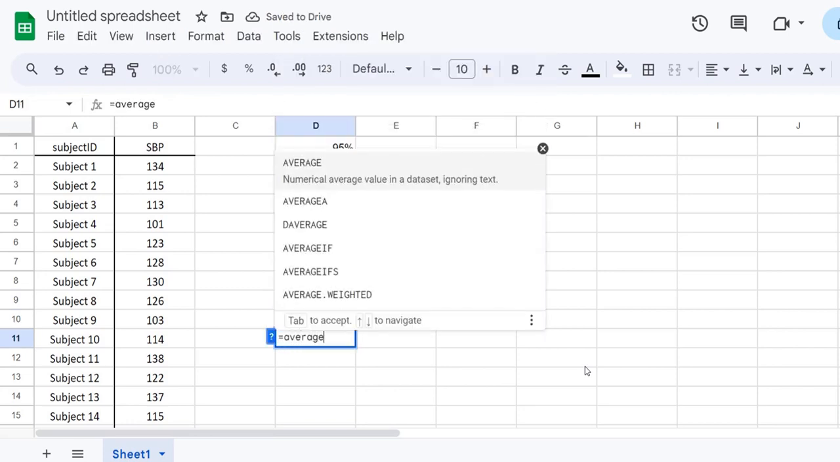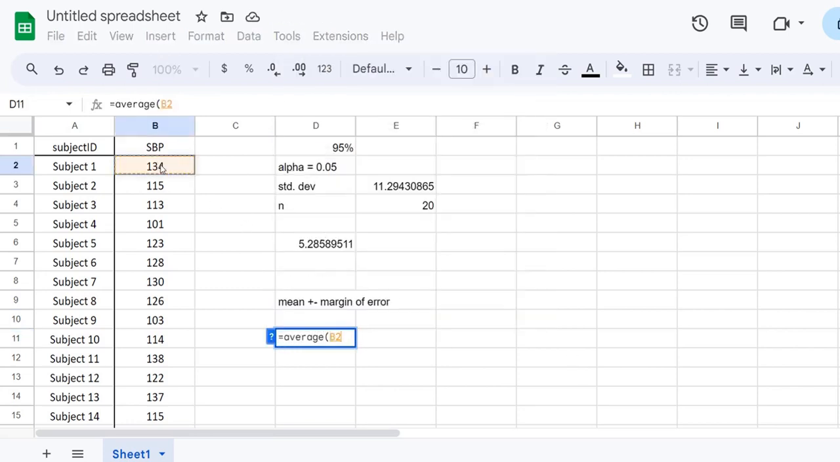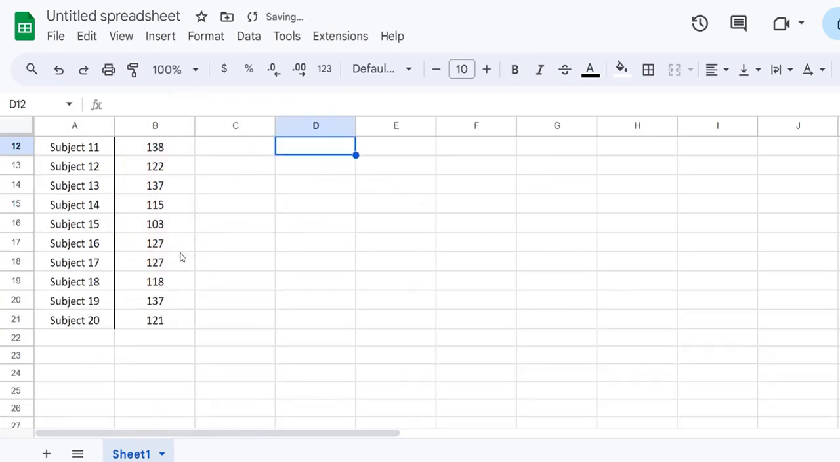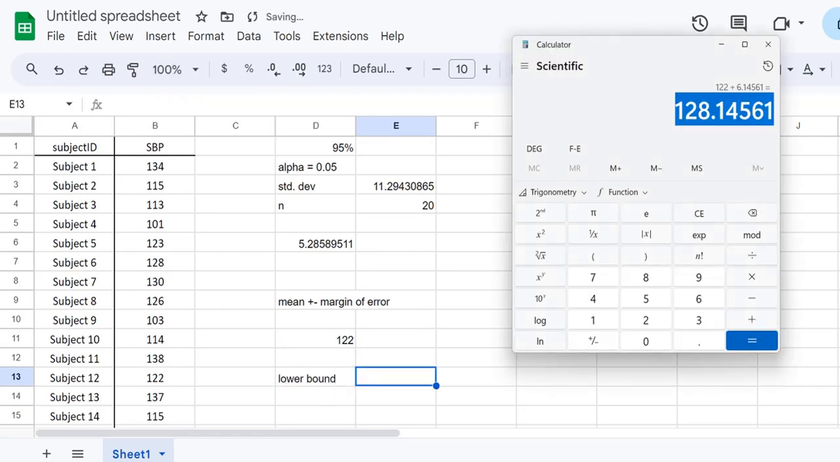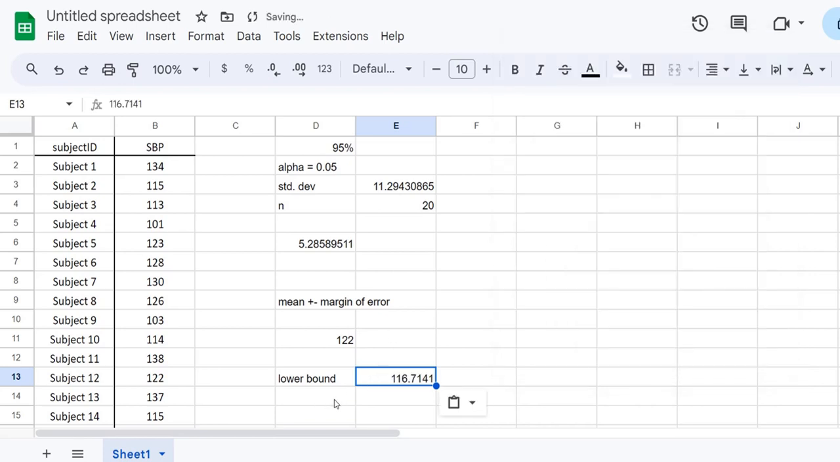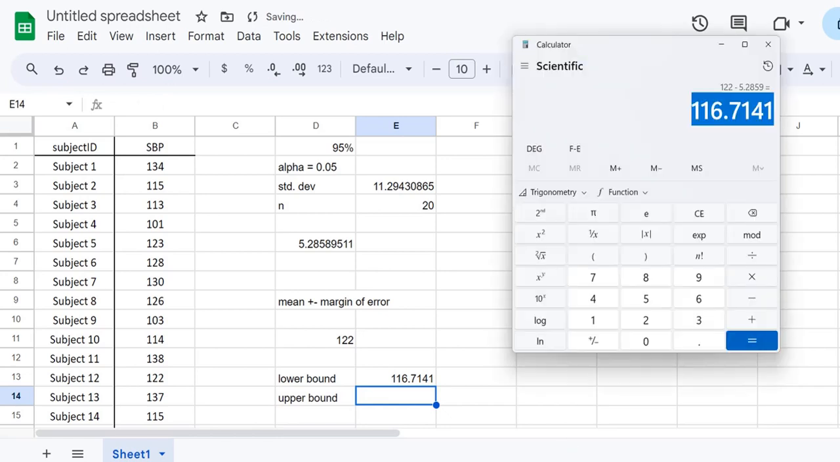So equals average, open parentheses, click and drag, close the parentheses. So the mean is 122, so that means our lower bound is just going to be that mean subtracted by our margin of error. So 122 subtracted by 5.2859. There's our lower bound. That's the lower part of the confidence interval. And the upper bound will be 122 plus 5.285.